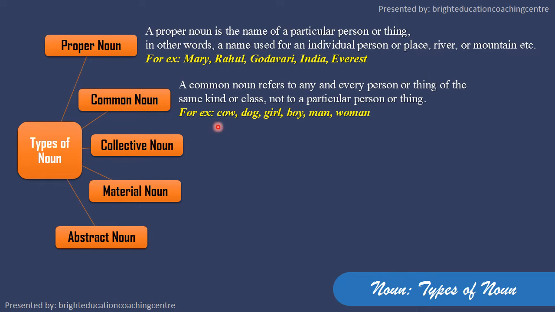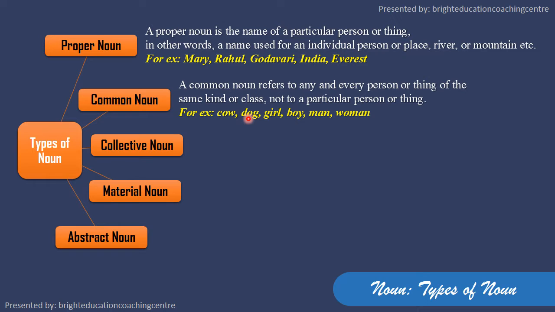For example, cow, dog, girl, boy, man, woman, etc. Now let's see the difference between a proper noun and a common noun. For example, I have a dog in my house whose name is Tommy. Now if I say the word Tommy is a common noun, then I am wrong. Because Tommy belongs to a particular dog which belongs to me.